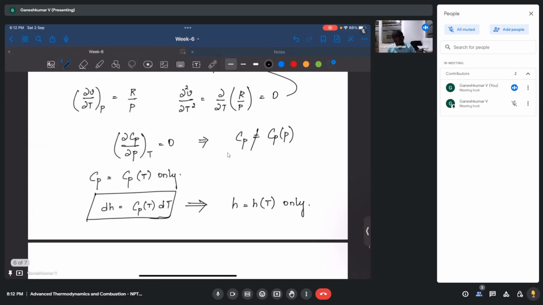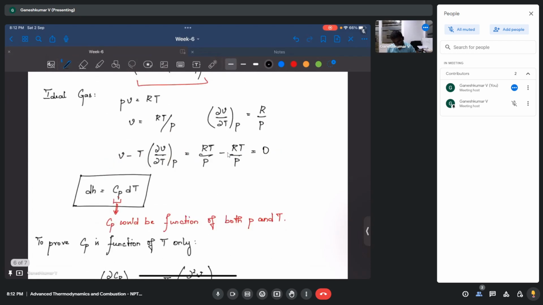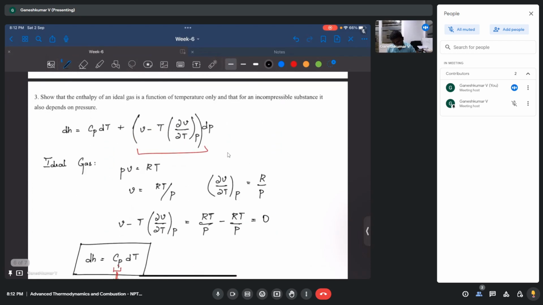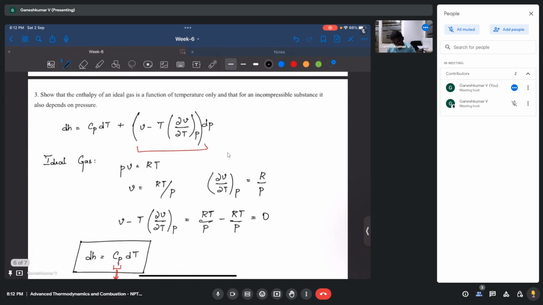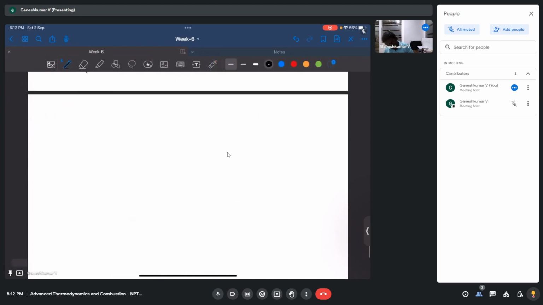Since Cp is also a function of temperature and there is a derivative of temperature, h could only be a function of temperature. So that is proven. And for an incompressible substance, it also depends on pressure. Okay, so what is an incompressible substance?